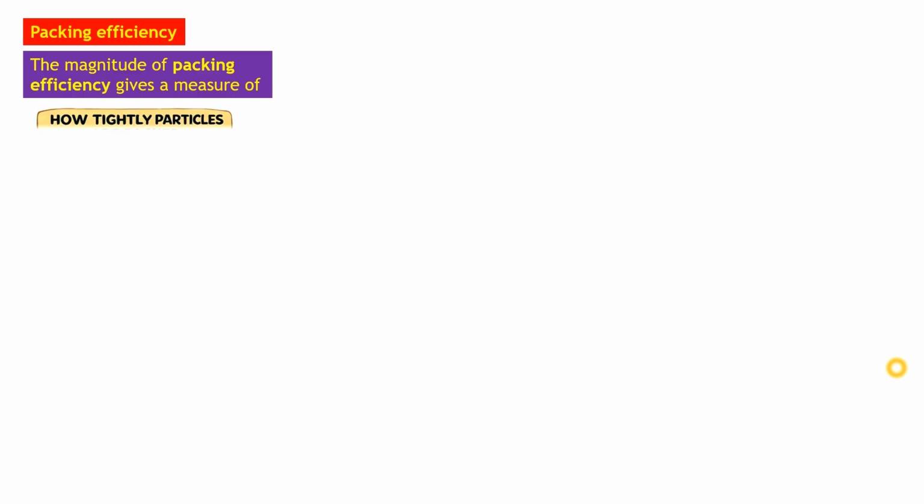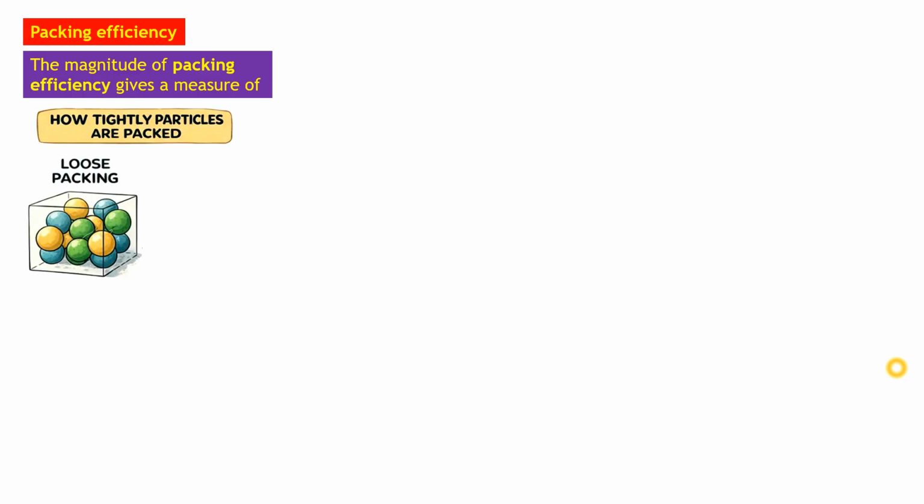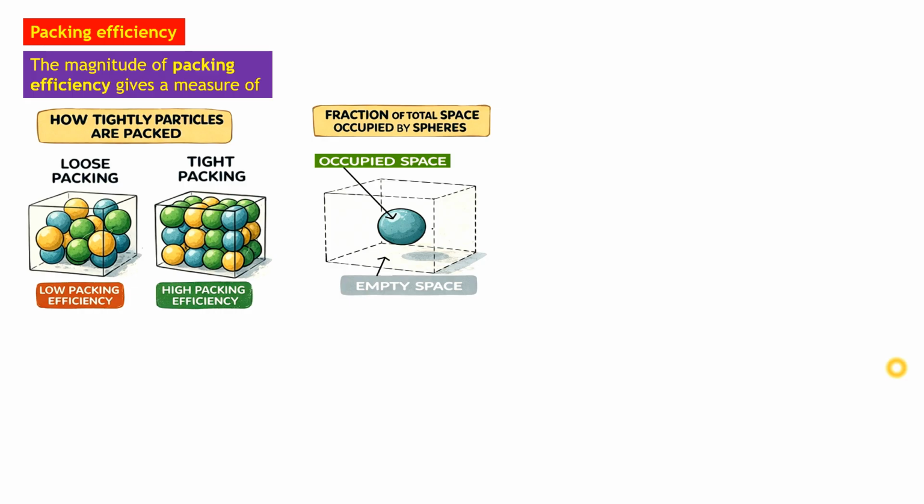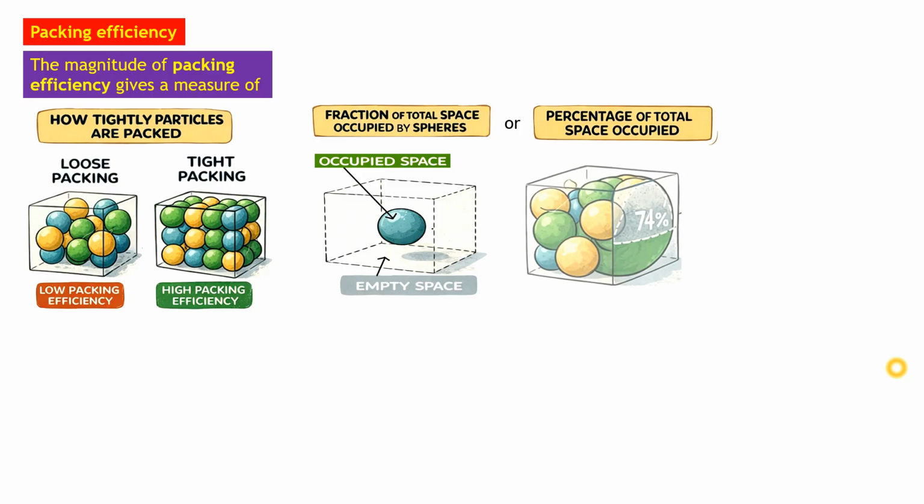Efficiency. The magnitude, that is strength of packing, is determined by packing efficiency, which gives a measure of how tightly particles are packed. If particles are loosely packed, then it has low packing efficiency. If particles are tightly packed, then it has high packing efficiency. Packing efficiency is the fraction of the total space occupied by the sphere's particles, or the percentage of the total space occupied by the sphere's particles.